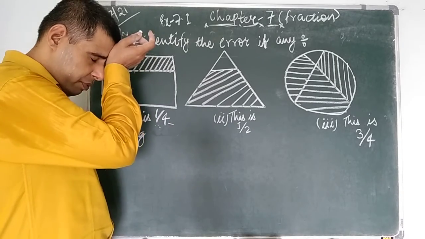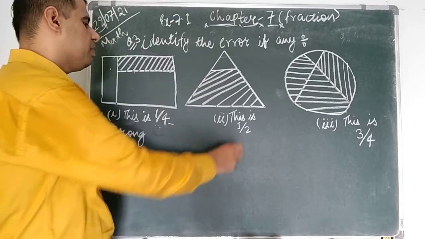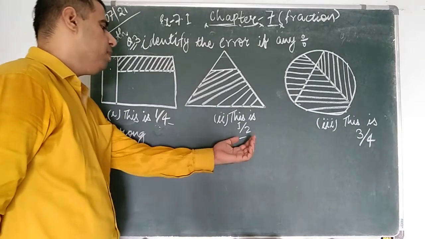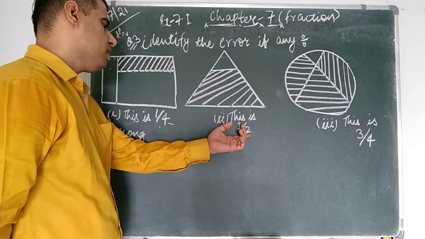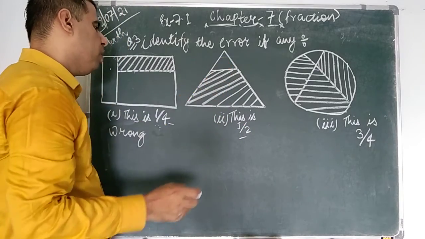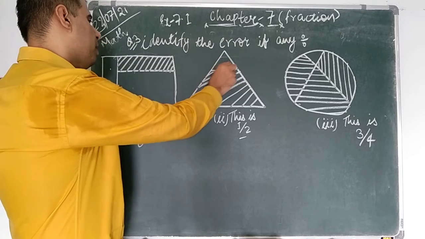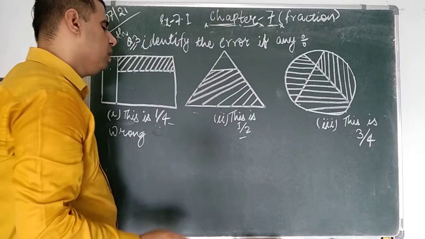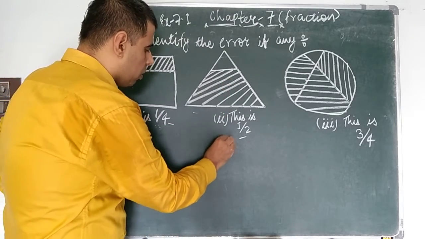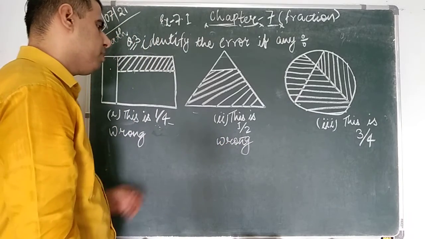Now we come to the second figure. In the second figure, we have to find whether the shaded region really represents 1 by 2 of the figure. When we say 1 by 2, we mean that the figure has been divided into two equal parts. Here, even though the figure has been divided into two parts, they are not equal. This is a triangular shaped part and this is a trapezium shaped part. So we can say that the shaded region doesn't represent 1 by 2. So this is also wrong.